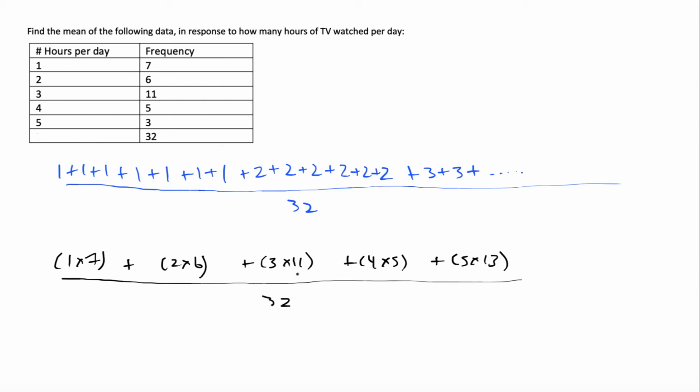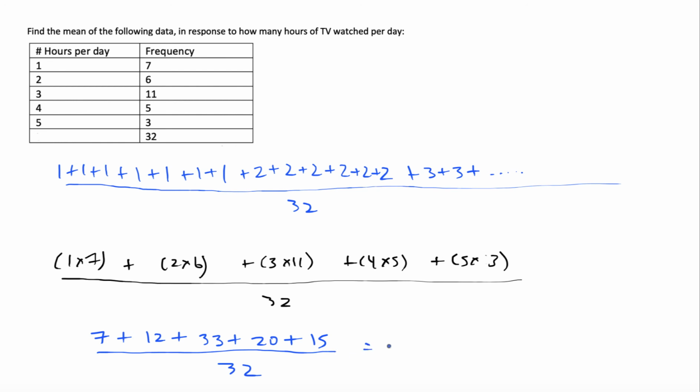Now it's still a little bit of work, but it's a little bit cleaner, and hopefully a little bit easier to work out here. That should be 5 times 3, not 5 times 13. So let's go ahead and multiply these out. 1 times 7 is just 7. 2 times 6 is 12. 3 times 11 is 33. 4 times 5 is 20. 5 times 3 is 15. And we'll divide all of that by 32.